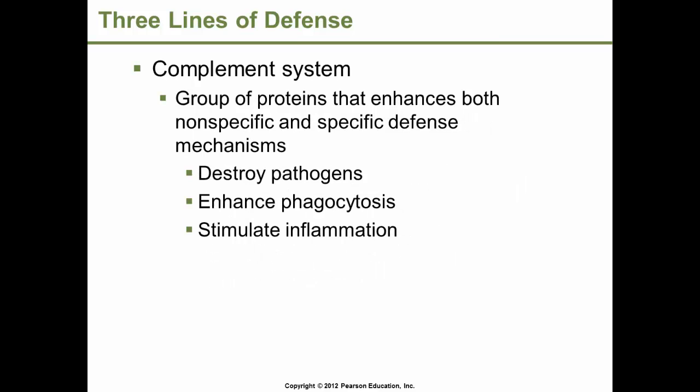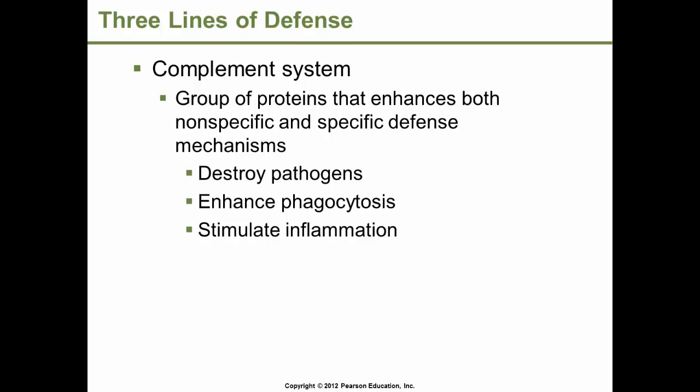The complement system is a group of proteins that enhance both non-specific as well as specific defense mechanisms. They destroy pathogens, enhance phagocytosis, as well as stimulate inflammation. There's at least 20 different proteins involved in a cascading reaction within the complement system. They circulate in an inactive state in the bloodstream until activated.